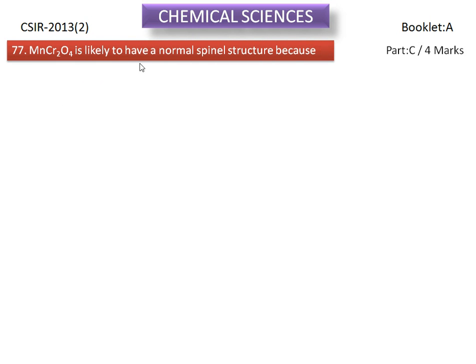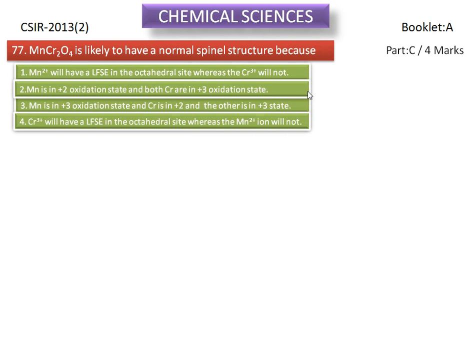MnCr2O4 is likely to have a normal spinel structure because the possible options are shown here. In normal spinels, all the divalent cations occupy one of the 8 available tetrahedral holes, and all the trivalent cations occupy half of the available octahedral holes.